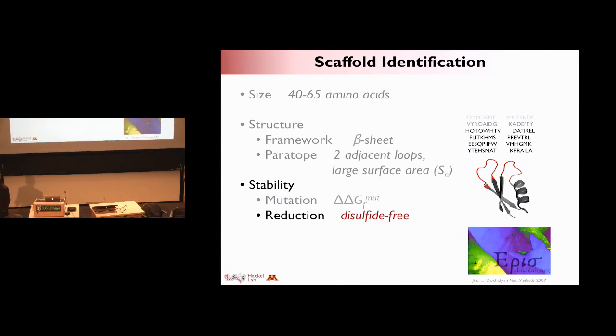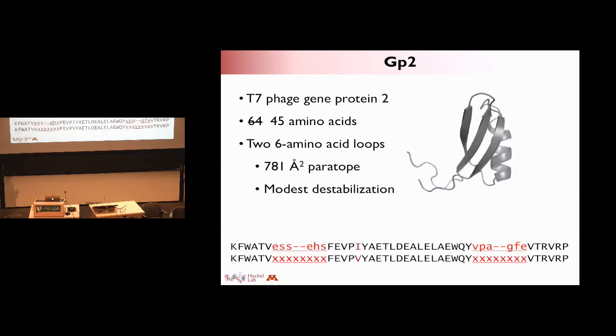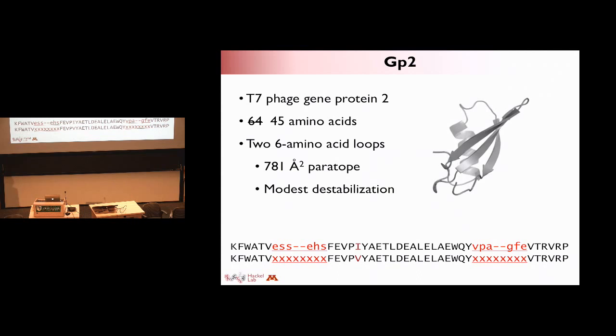So we also put that in as a criterion that was necessary. And so that was our list of initial criteria. We've optimized this now to be more involved, but this was the list that we literally used to get the molecule I'll discuss now. And what it yielded as its top hit was this protein right here, which we call GP2, which stands for gene protein 2.